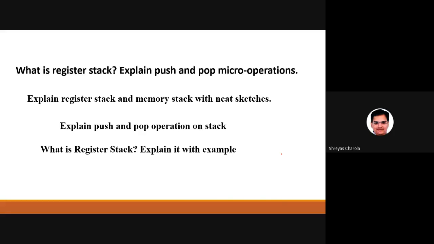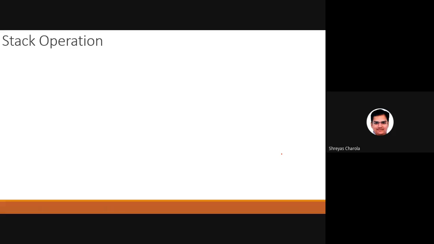In the register stack, how will the stack operations be performed? Again I am telling you, stack memories are always used to store data temporarily, like a return address. Return addresses are always stored temporarily. Then the program counter goes to the subroutine, reads the return address, and comes back to the main program. So that is what we call a stack location.